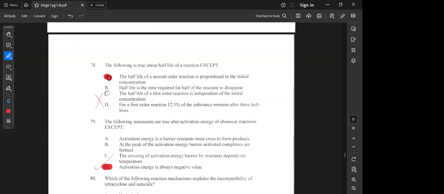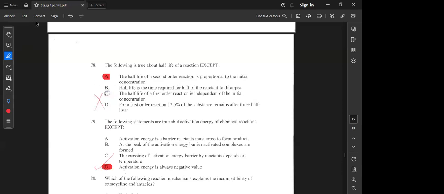Okay, I want to know the answer. Let's go to D, but I'm not sure. D: for a first order reaction, 12.5% of the substance remains after 3 half-lives. But I think that's correct, no? Yeah, based on what you said, D is correct. I thought it would be 25%. No, after the first half-life it will be 50, the second one will be 25, the third one will be 12.5.